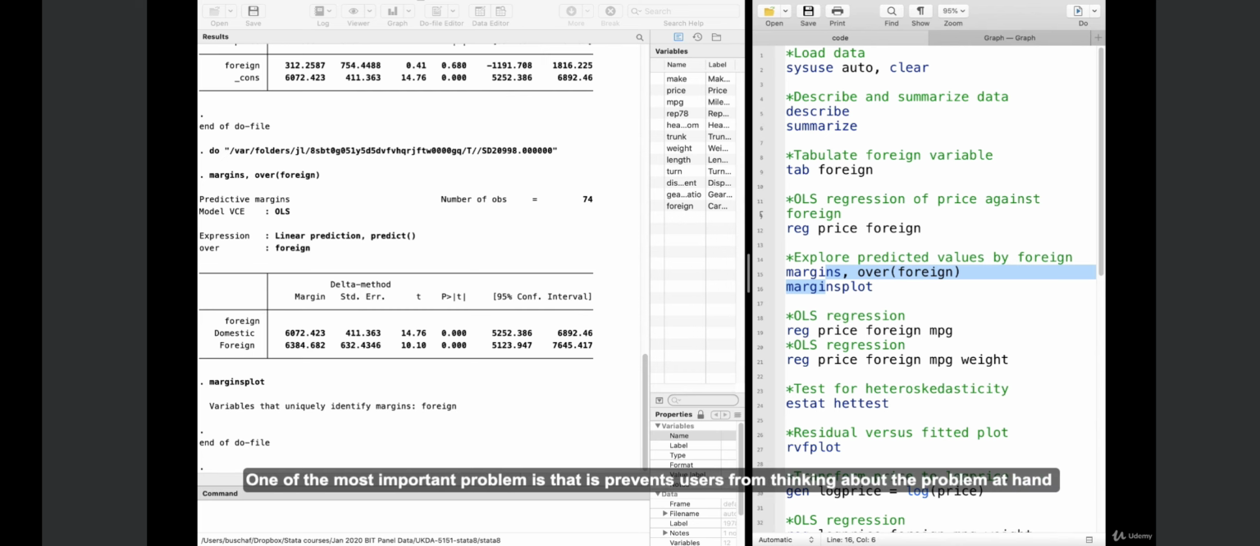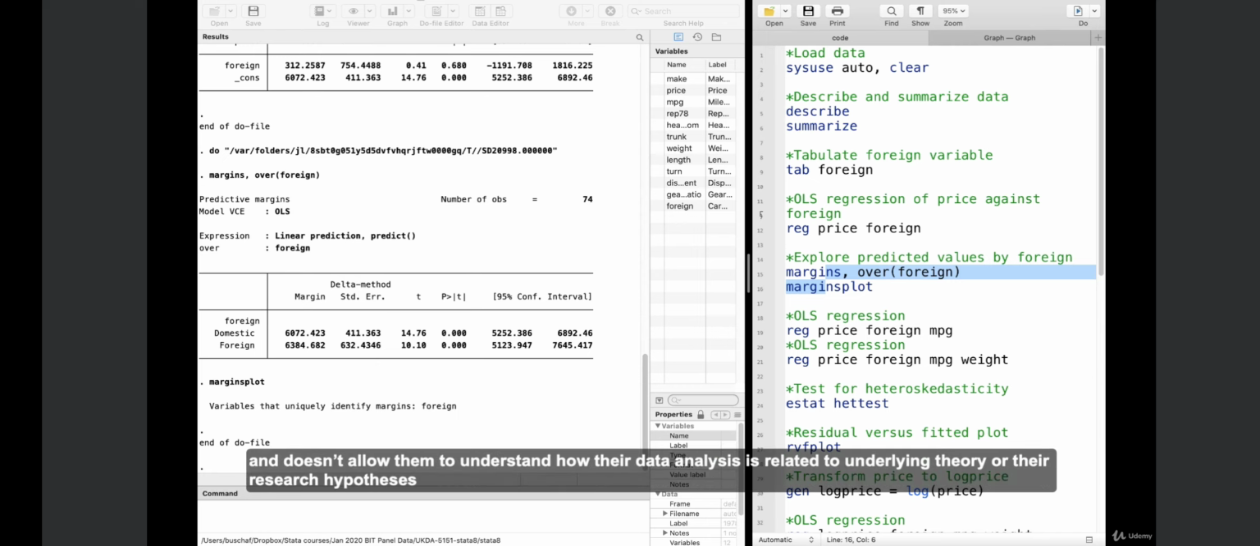One of the most important problems is that it prevents users from thinking about the problem at hand and doesn't allow them to understand how their data analysis is related to underlying theory or their research hypotheses. For this demonstration, let's go ahead and slowly add one variable after another to our regression model. We will not remove foreign, even though it is insignificant, because the addition of other variables may change its effect.